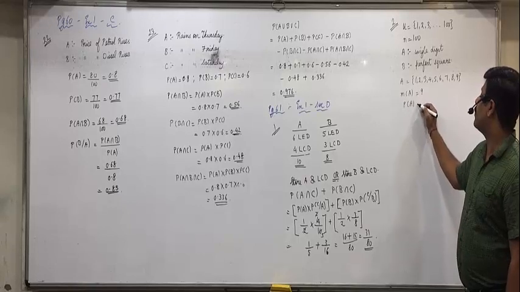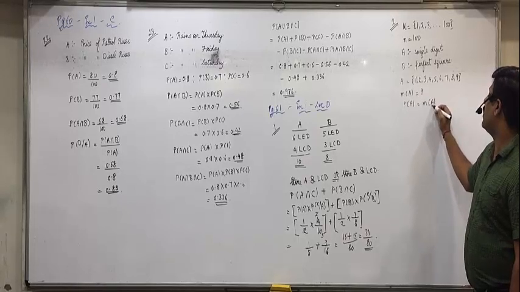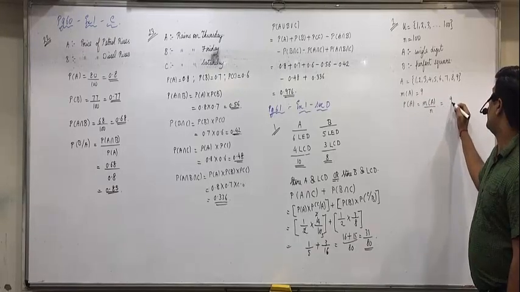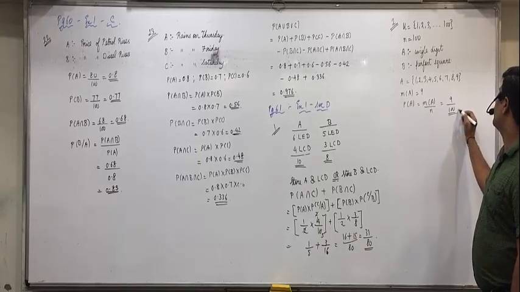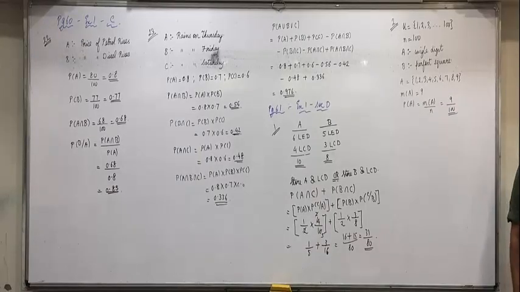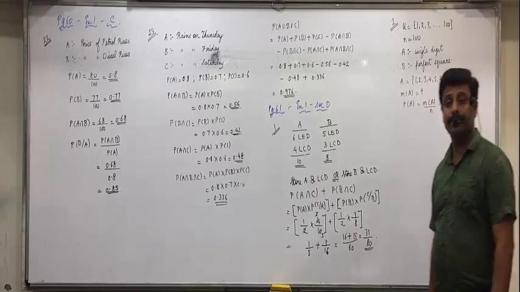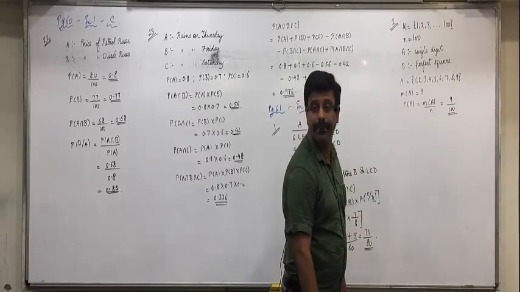P of A, M of A upon N, 9 by 100. Any confusion in this? All are clear with it?